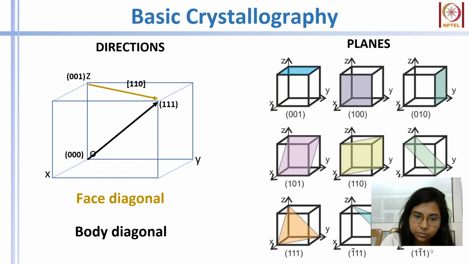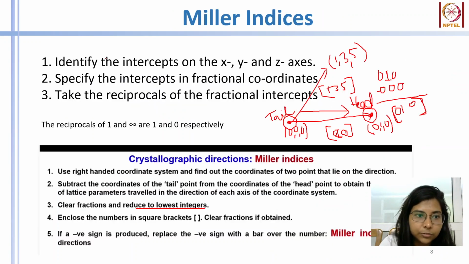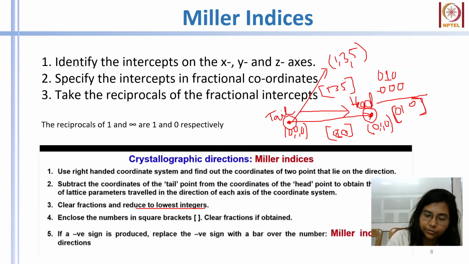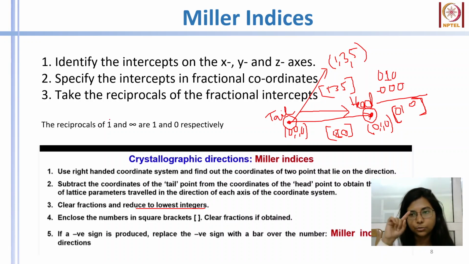So how to denote this plane, if this is my origin, I am considering it as the origin. So how to find out the Miller indices for planes? What we have to do is identify the intercepts on the x, y and z axis, specify them in fractional coordinates, and take the reciprocal. When we take the reciprocal, we will get the Miller indices. Now for that we have to remember one small thing. What is the reciprocal of 1? The reciprocal of 1 means 1 divided by 1, so we will get 1. However, the reciprocal of infinity will be 0.